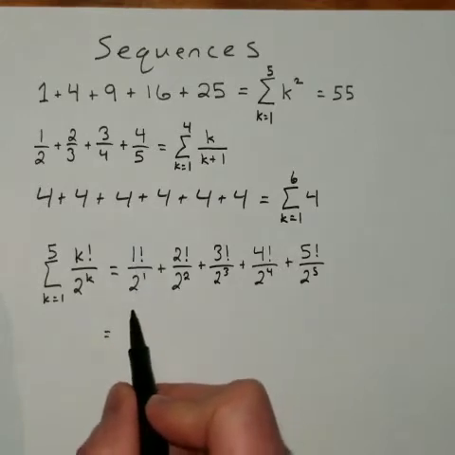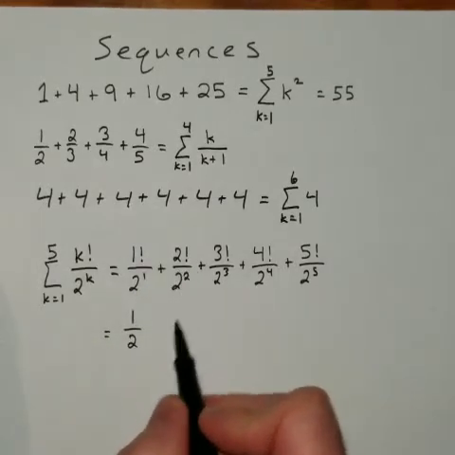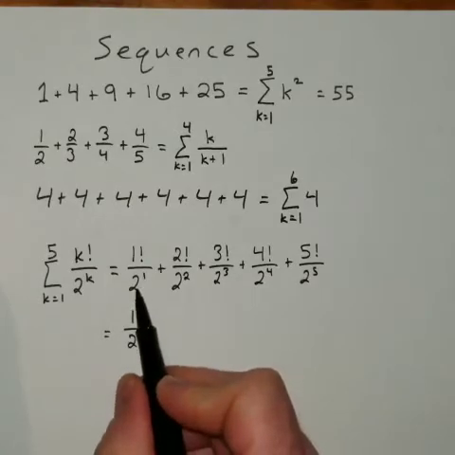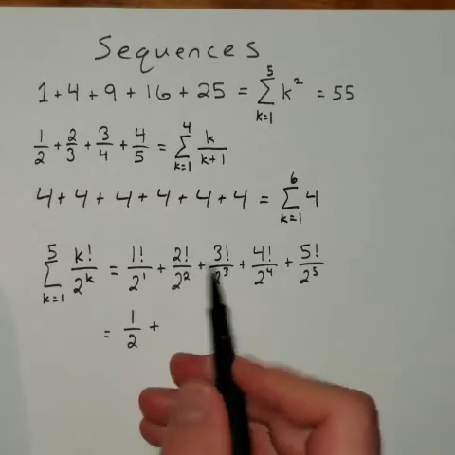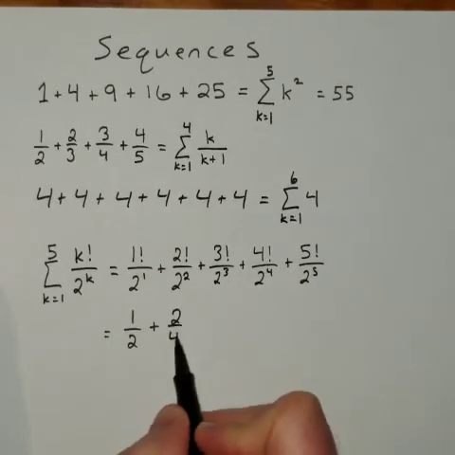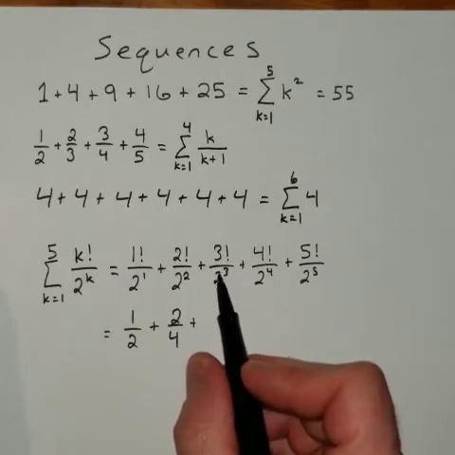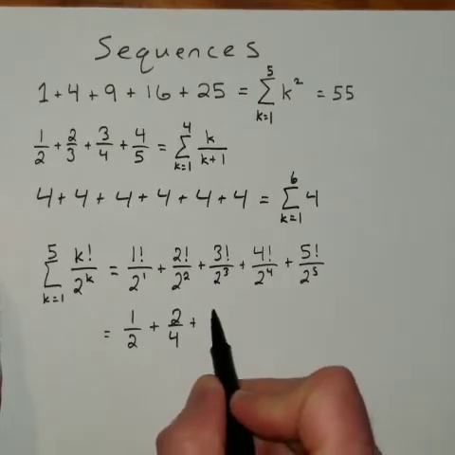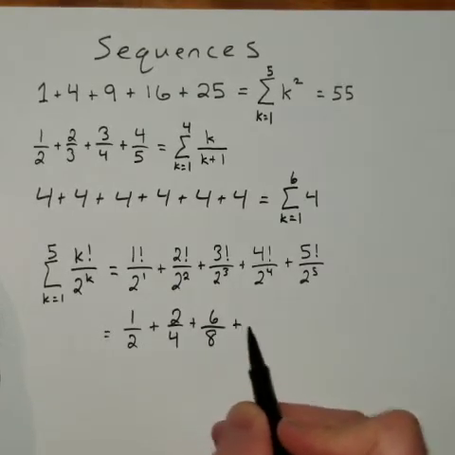1 factorial is 1, 2 factorial is 2, 2 times 1. Oh, it's not 2 factorial, that's 2 to the 1 power, my bad. There it is. 2 factorial is 2, 2 to the 2 power is 4, 3 factorial is 3 times 2 times 1 is 6. 2 to the 3rd is 8.